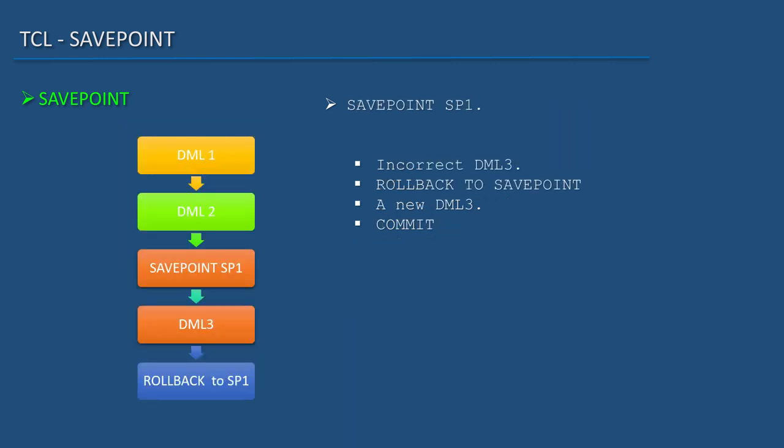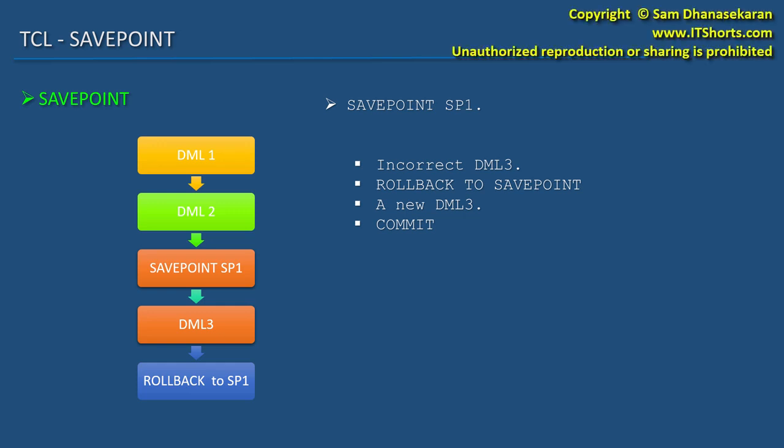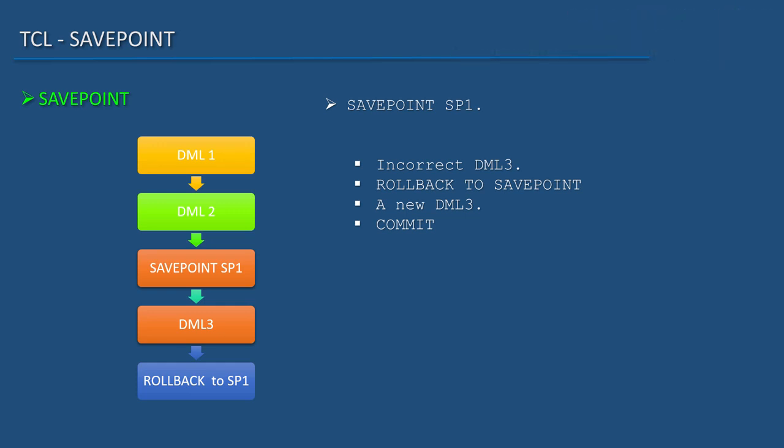Using save points, I can now avoid doing a full rollback. After DML2, I can create a save point and name it something like SP1. Now, if my DML3 turns out to be wrong, then I can just roll back to SP1, which is the save point. This cancels the change done by DML3.